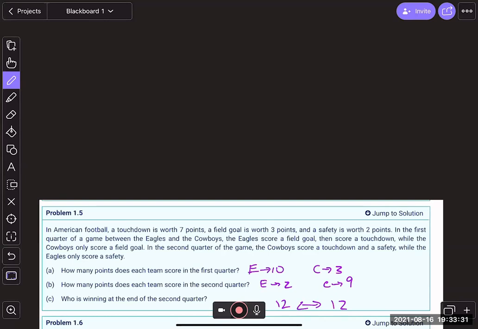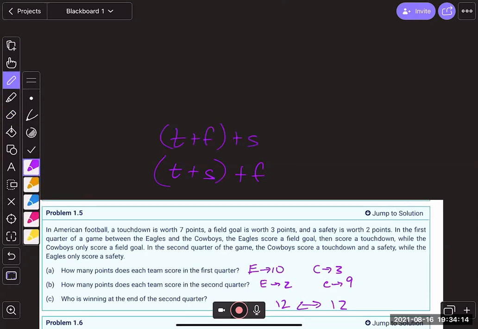So what if we thought of each quarter as a grouping, right? If we look at the scores that each team has, Eagles have 1 field goal, 1 touchdown, 1 safety. Cowboys have 1 field goal, 1 touchdown, 1 safety. So they each have 1 of each, right? They've just grouped it in different ways. We've done touchdown plus safety plus field goal in one case, this is the Cowboys, right? I've listed it as the second quarter, then first quarter. And then in the other one, we have touchdown plus field goal plus safety. So does this ring a bell for anyone here? Does this look like? Associative property. Yeah, that's exactly it. So this is what we call the associative property of addition, right?